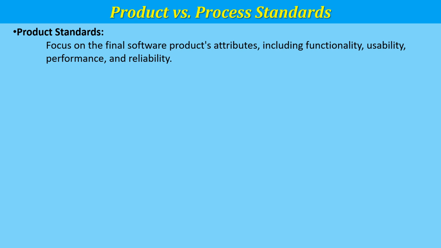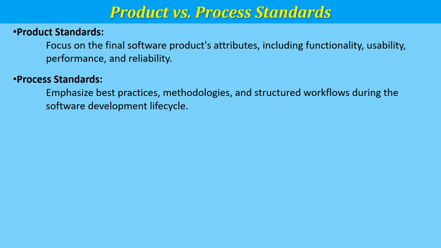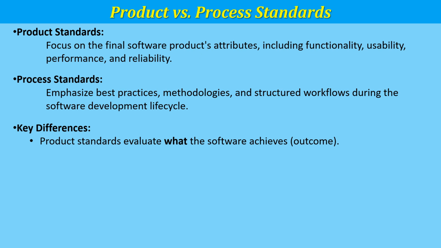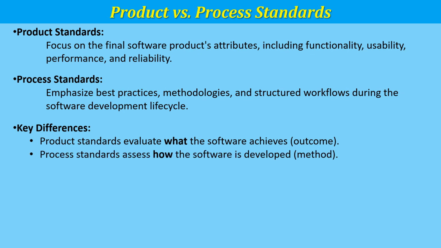Product versus process standards. Product standards ensure the software meets user requirements and expectations, resulting in greater satisfaction, usability, and operational success. Process standards promote consistent quality assurance practice, enhancing project management and the overall development process. Key differences. Product standards evaluate what the software achieves, the outcome, and process standards assess how the software is developed, the methods.